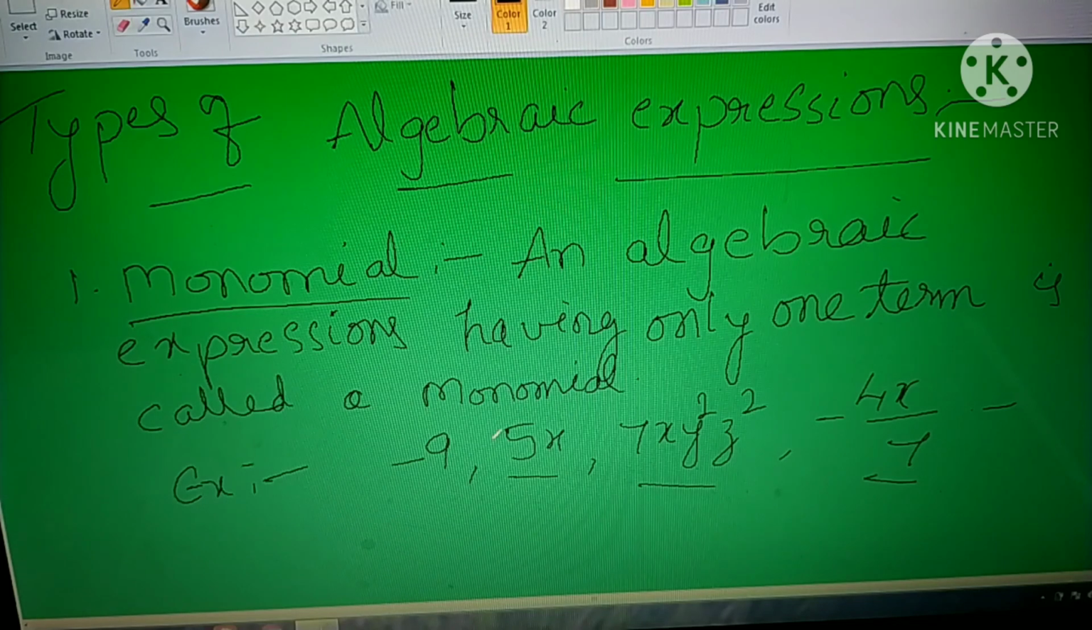This one is a combination of numbers only. Here we have a combination of variable and number. Here also a combination of variables and numbers with the division symbol. If you find any single terms like this, then we call these expressions monomial expressions. Algebraic expressions having only one term are called monomials. Okay, this is one type. Mono means one, having only one term. Those types of algebraic expressions are called monomial.